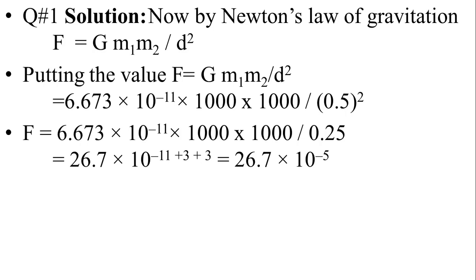6.673 divided by 0.25 is equal to 26.7. Multiply by 10 raised to power minus 11 and 1000, which is 10 raised to power 3. So adding the powers, minus 11 plus 3 plus 3, we get 26.7 multiplied by 10 raised to power minus 5. We can write it in scientific notation. So the force between the two spheres F is equal to 2.67 multiplied by 10 raised to power minus 4 Newton.